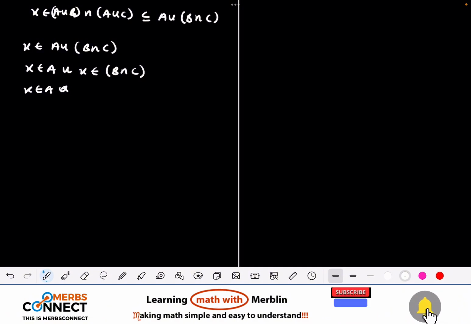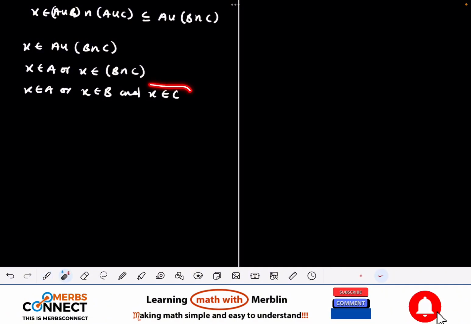We said when we are distributing, we need to change them. Sorry, the union should be or. So this one will be or. Then we distribute this one: x belongs to B. This right here is intersection, so we are going to have it as and x belongs to C.